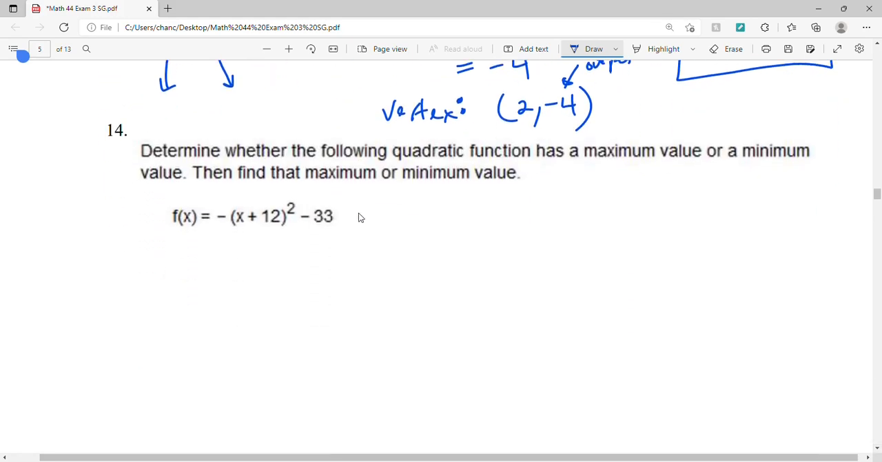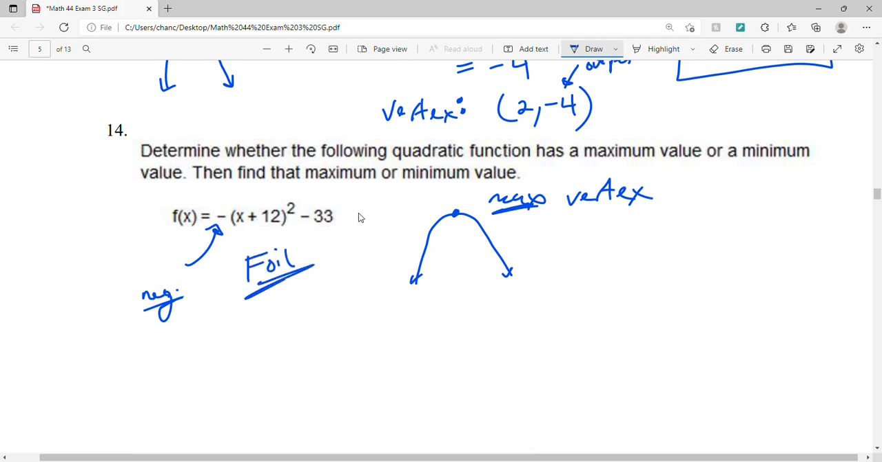Question 14, again, will determine if this has a maximum or minimum. There is, again, a negative in the front, and that means our graph is facing down, so it has a maximum. There's a maximum located at the vertex. Now, a lot of students might feel tempted to FOIL this out and then use the formula x equals negative b over 2a, but that's too much work. It's already in that vertex form.